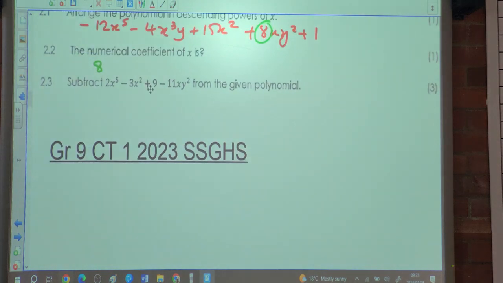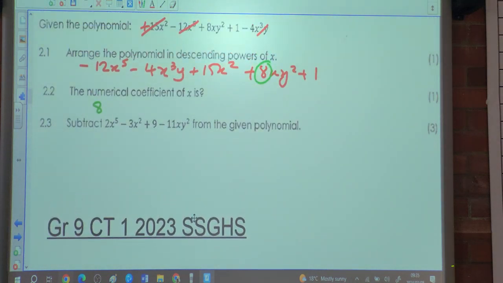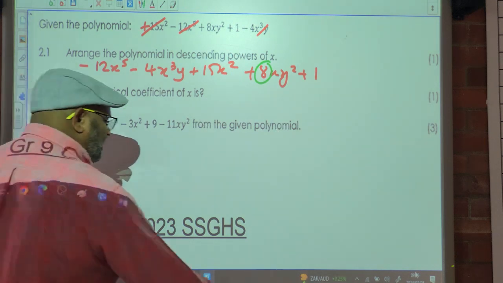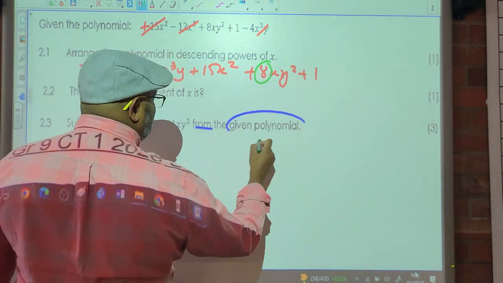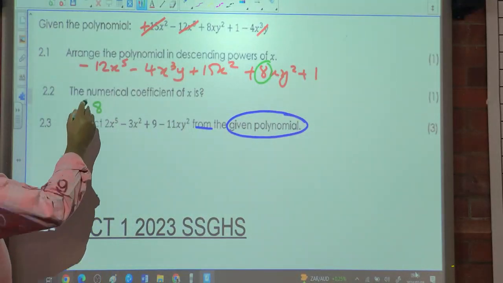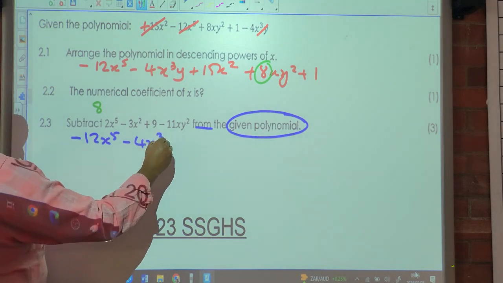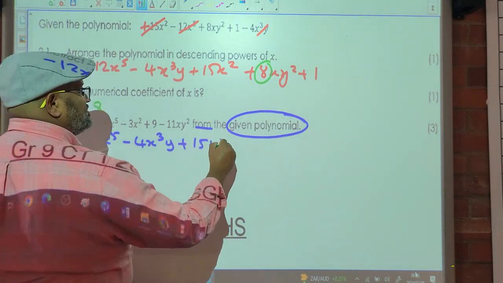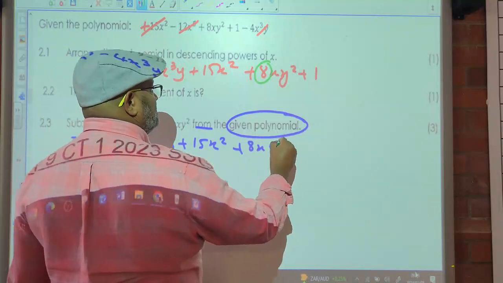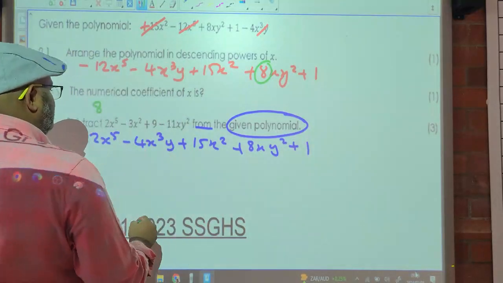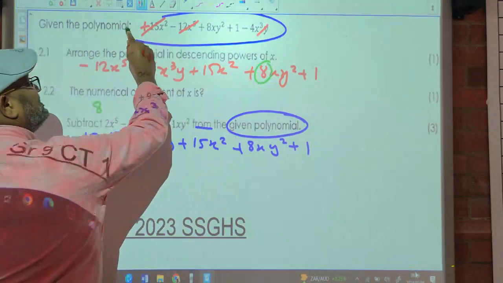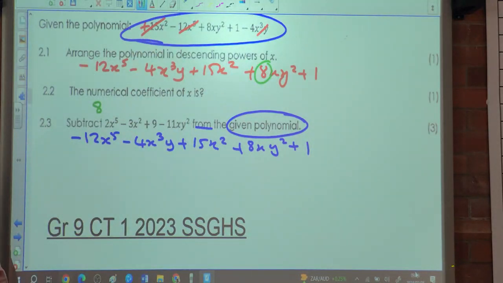Then in 2.3 we are told to subtract 2x to the 5 minus 3x squared plus 9 minus 11xy squared from the given polynomial. So whatever follows "from" we write first. So the given polynomial must be written first. So it's going to be negative 12x to the exponent 5 minus 4x to the exponent 3y plus 15x squared plus 8xy squared plus 1.